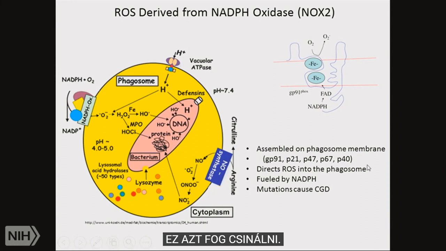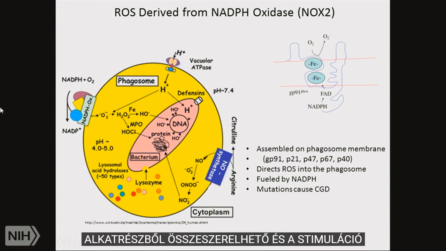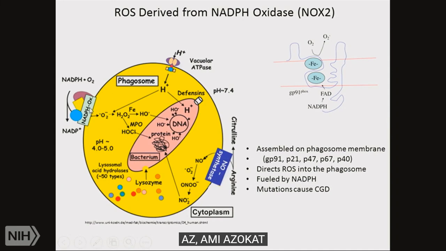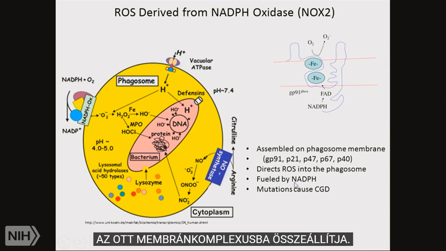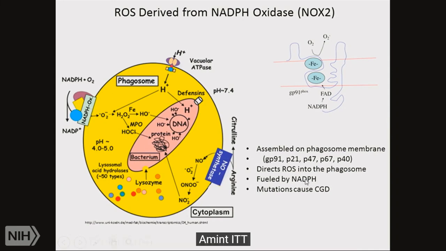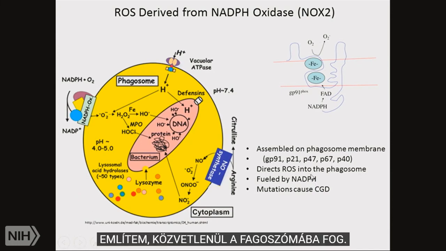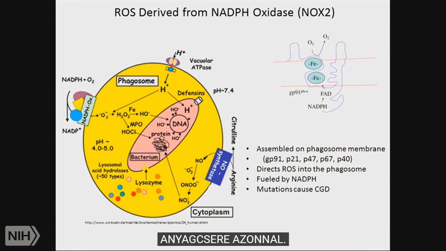It's assembled from multiple components, and this stimulation is what causes their assembly into this membrane complex. And as I mentioned here, it's going to direct the ROS into the phagosome. As the name would suggest, it's fueled by NADPH. So an immediate connection to metabolism right away, right? You know, the NADPH has to come from somewhere. So this has to be generated out of the metabolic process of the cell to continue to fuel this process. And I'll show you a little bit about that.